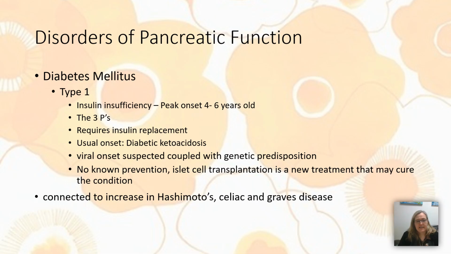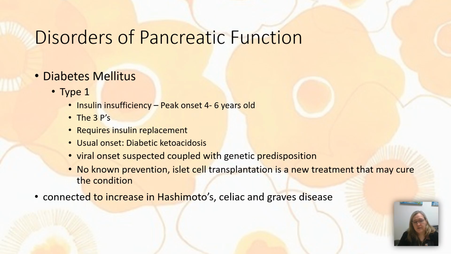You don't have a period where you can go without insulin. Like I said, it is suspected to be a viral onset for this disease process, but it's also got a strong genetic component to it. So if you have a history of anyone in the family with diabetes, you are at higher risk for having this happen. And there's no known prevention, although they are working on vaccinations, which, if it's got a viral onset, makes sense, because if you prevent the virus, then you could prevent the disease.